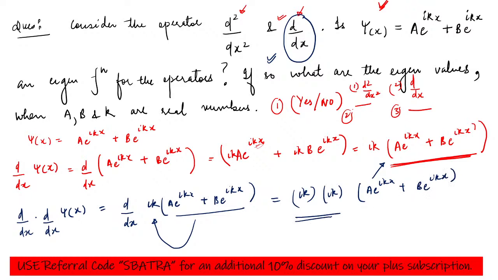That means the eigenvalue is iota square k square, and iota square value is -1, so that means minus k square. So the correct answer is yes, these two operators will make this function an eigenfunction. That means this function is an eigenfunction for d by dx as well as d square by dx square. Eigenvalue for d square by dx square is minus k square, and eigenvalue for d by dx is iota k.